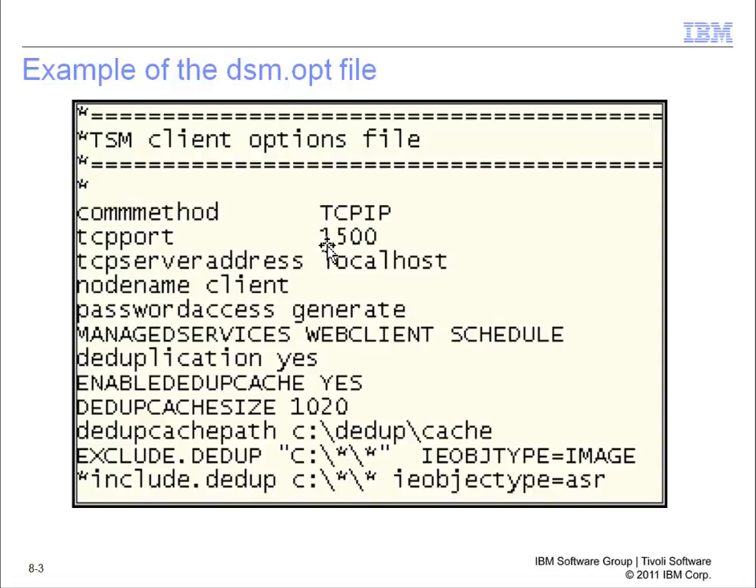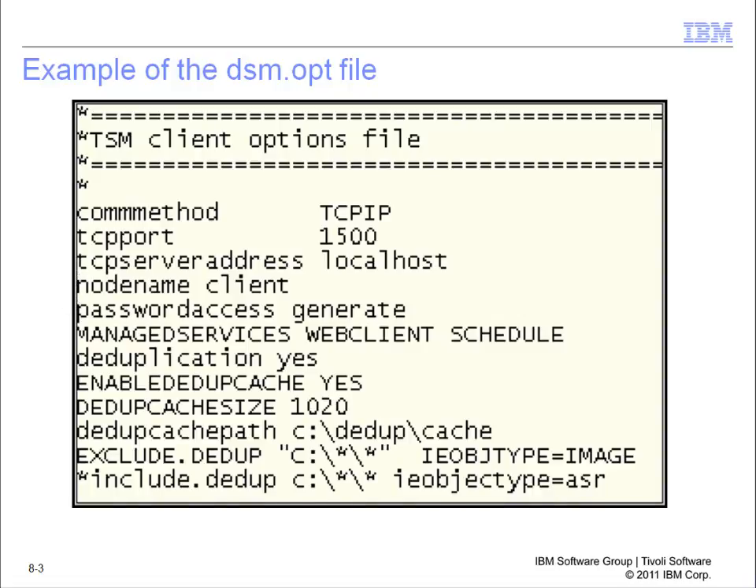By default, the client and server communicate on port 1500. You will also need to have the TCP server address. In our case, we're using localhost, which is a loopback address because we're running the server and client on the same system. And then we would have the node name. These four options must be in your dsm.opt file. So if you create one from scratch, all you'd need in order for the client to access the server would be the communication method, the port number that you're communicating on, your TCP server address, and the node name for your client.